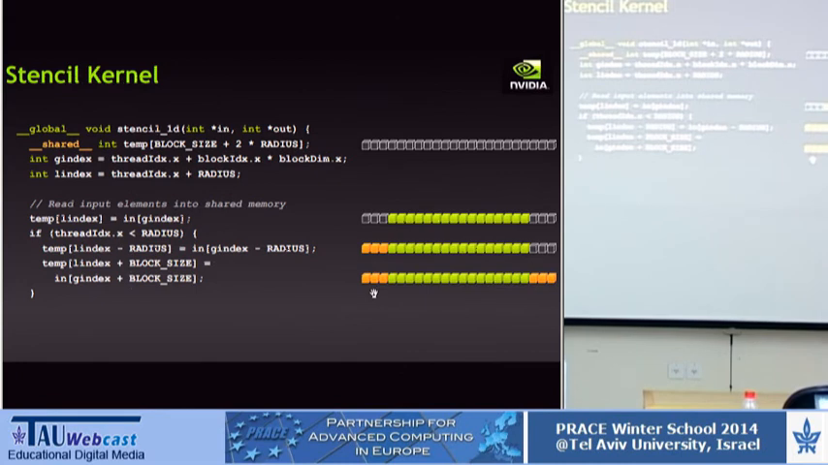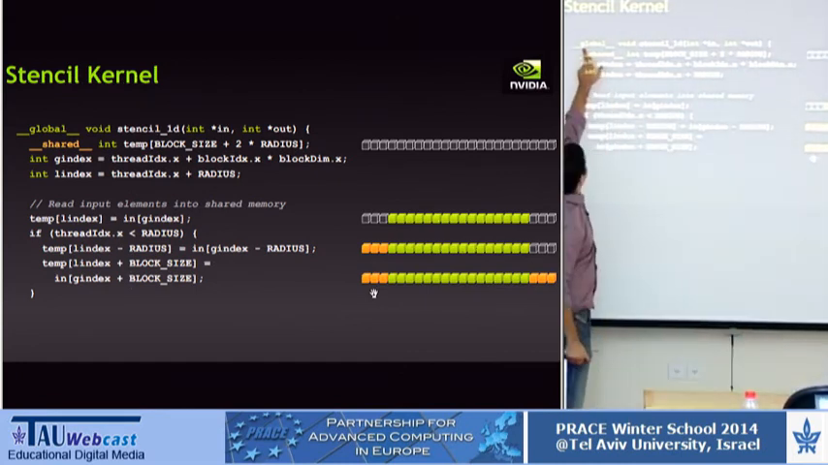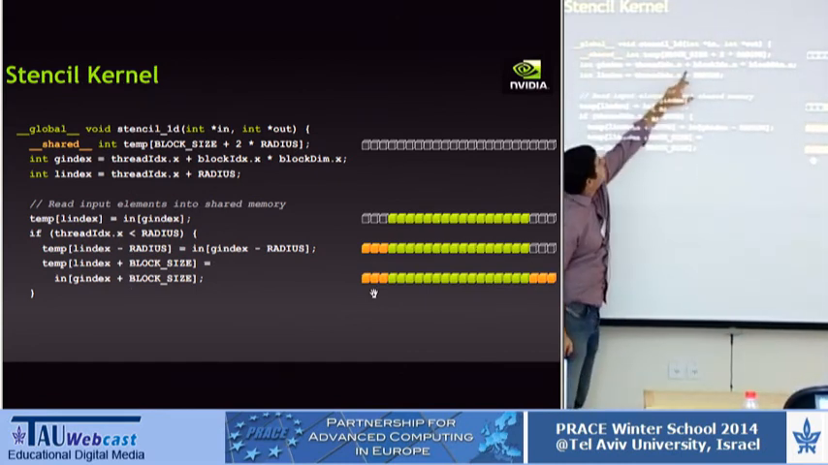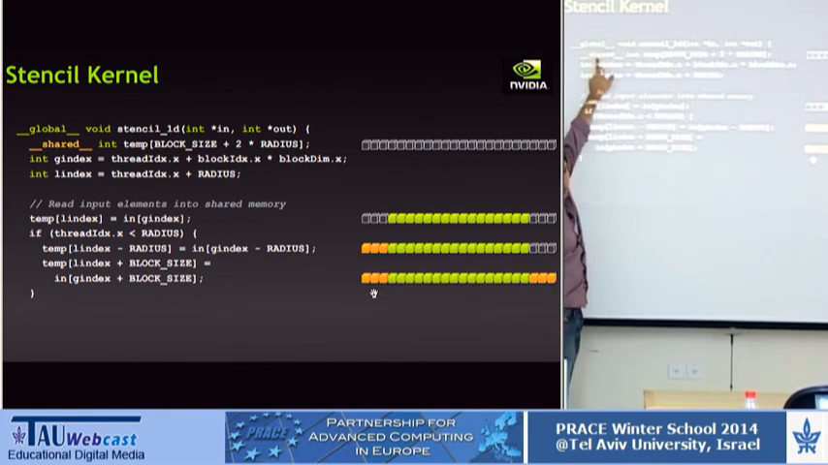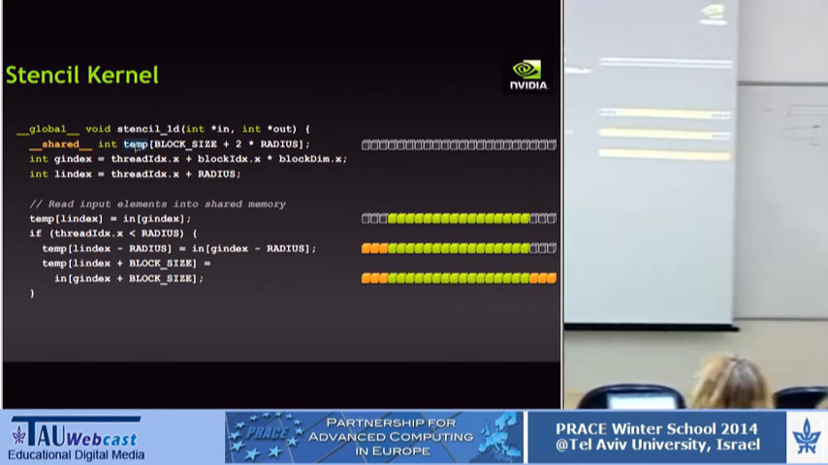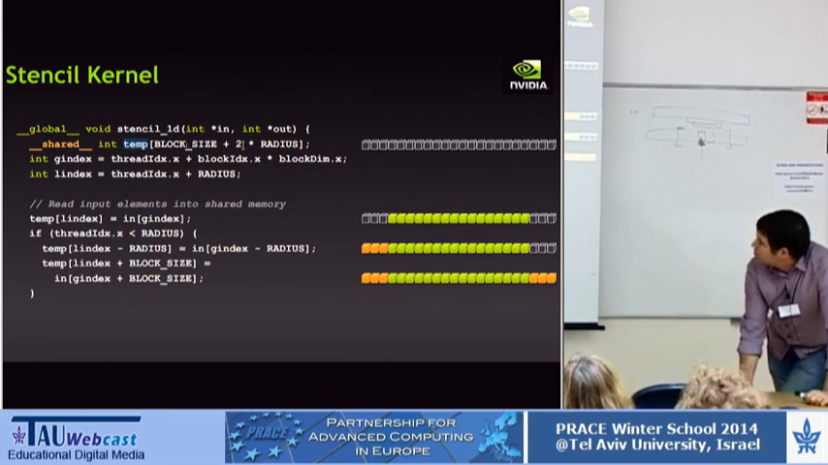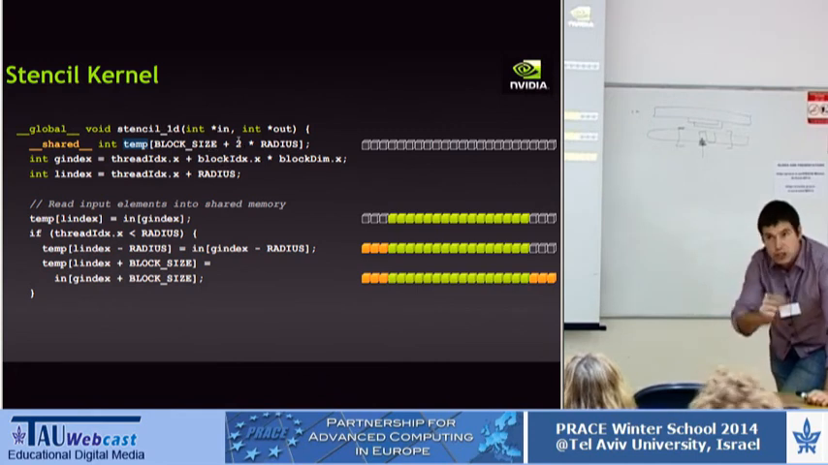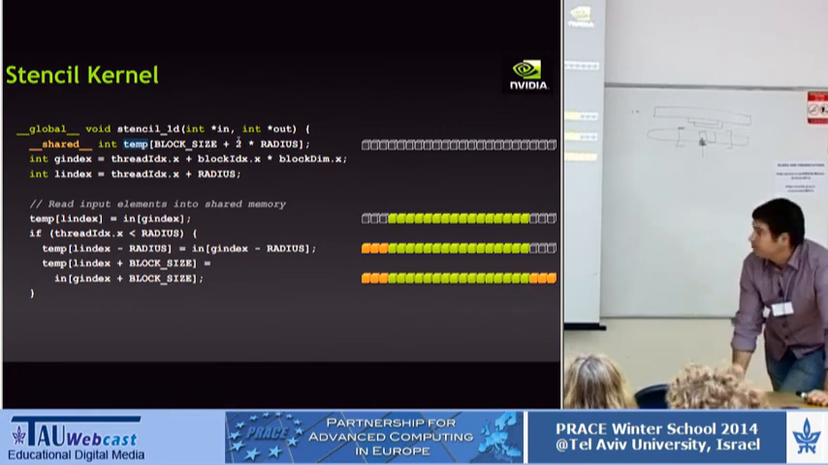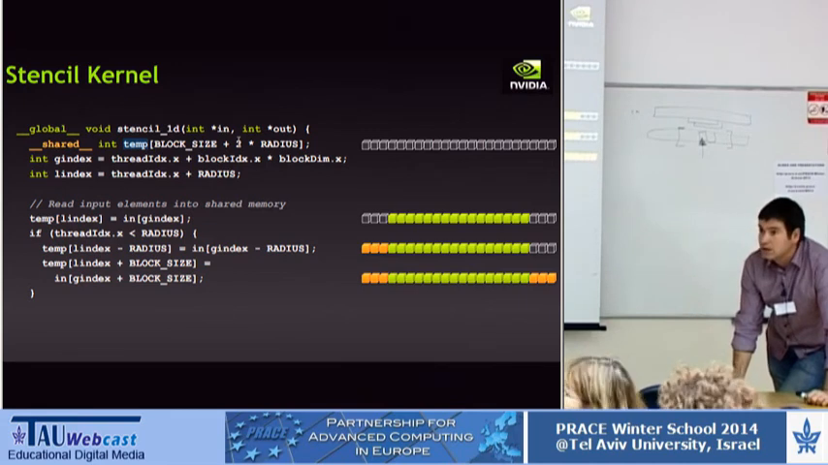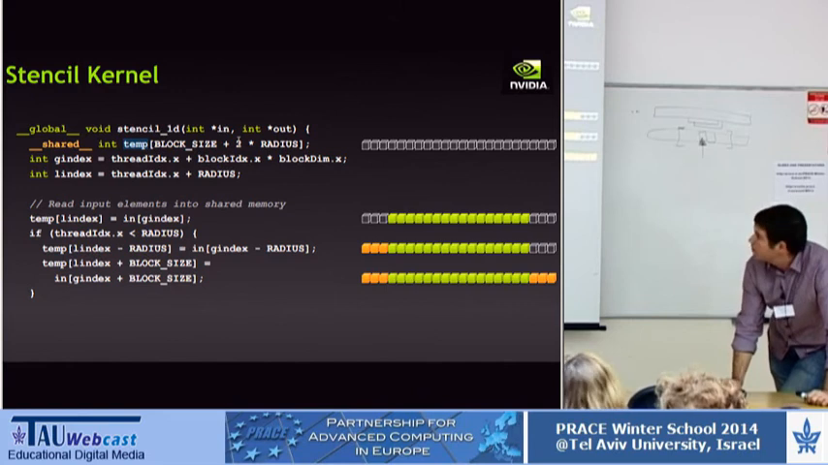This is actual code. This is the function definition, not surprisingly. This is the new keyword, shared. And we are declaring a shared memory buffer of integers. The name of the buffer is temp, okay? And the size is block size plus twice the radius. Radius is 3, so it's the block size and one radius on each side. What is the maximum size of the shared memory? It's maximum 48K. It depends on the platform.